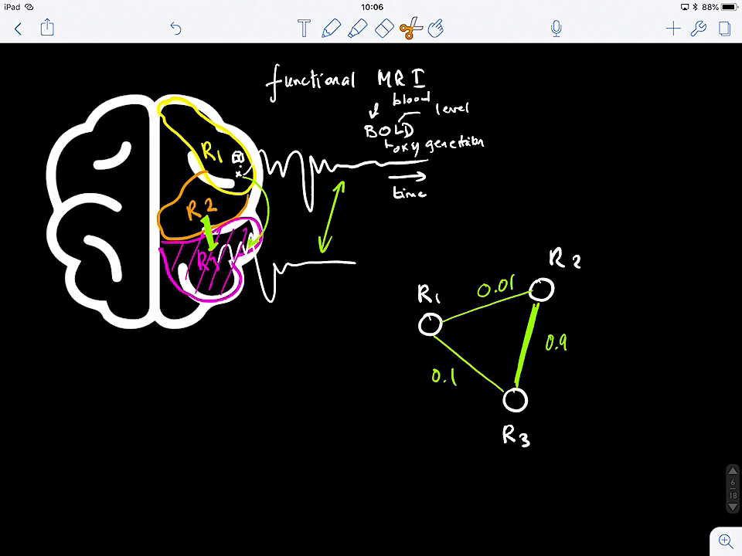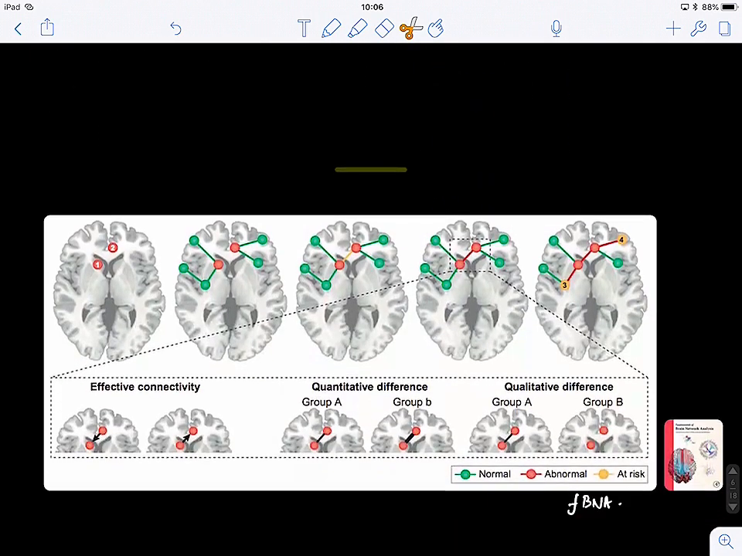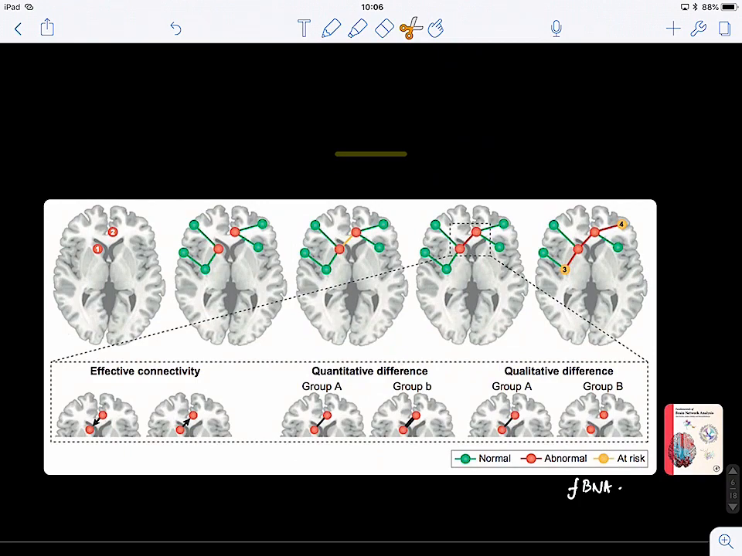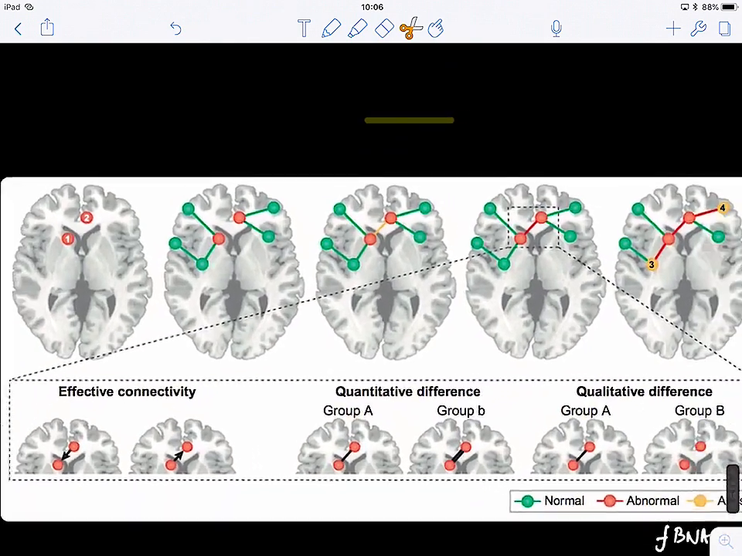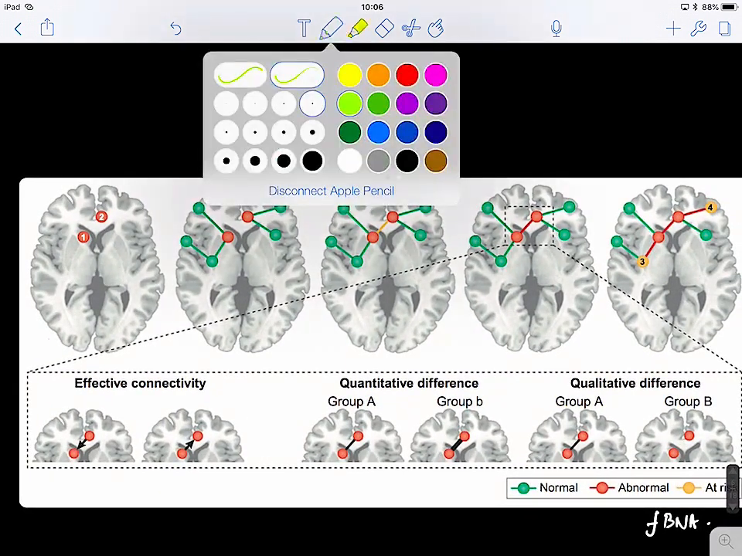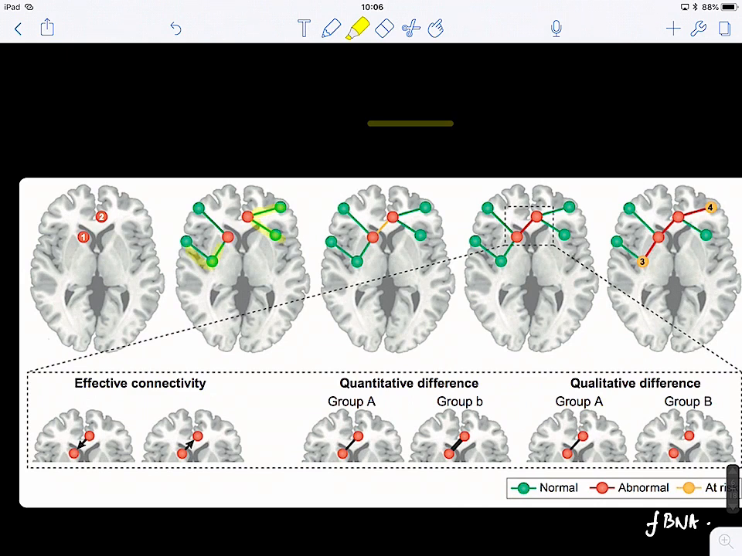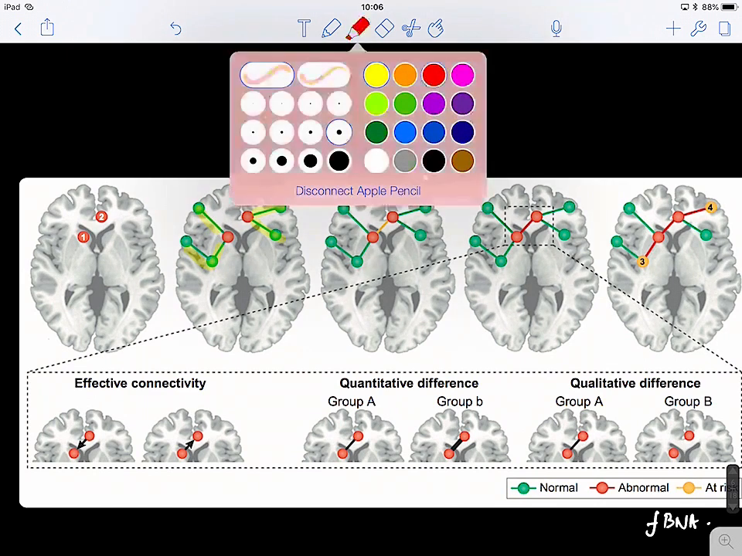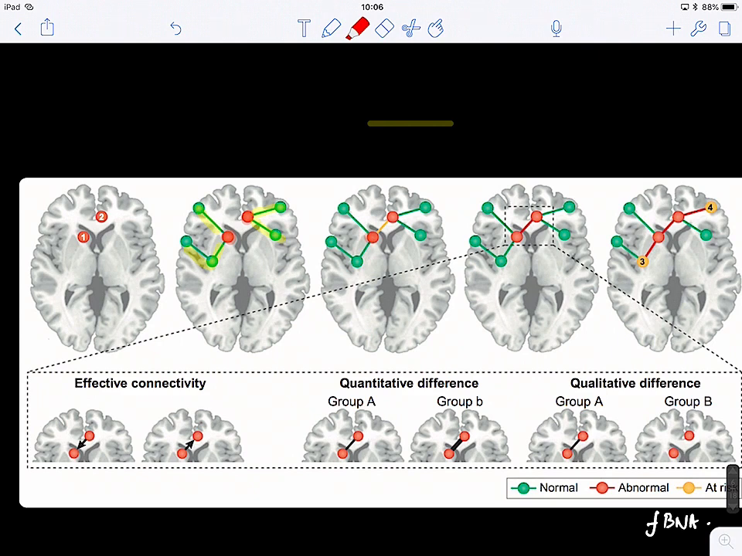So you can see that graphs can be used everywhere. Here is an example from the book. We have a set of nodes. The green ones are healthy connections. And you have two nodes which were affected by a disorder or a neurological disease. We want to analyze the graphs and see how this connection gets affected in different subjects, or how it gets propagated to other nodes over time. So there is a lot of analysis that we can do.